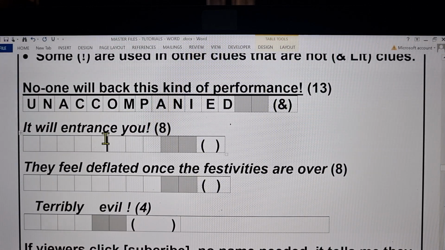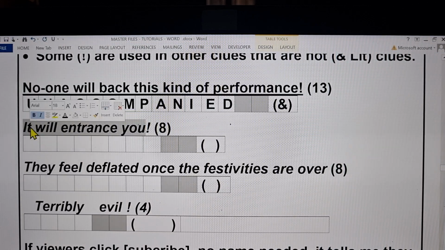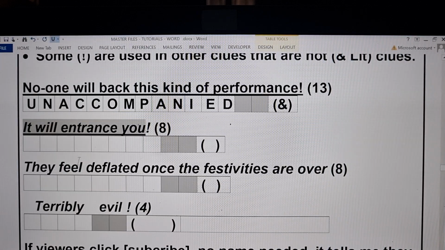Next one. It will entrance you. Look at the exclamation mark again there. There's your flag. It's a literal clue. Looks like it. There's no other flag anyway. So, okay, have a think. You come up with a synonym for that statement. It will entrance you. What do you think for that key? Have a go.